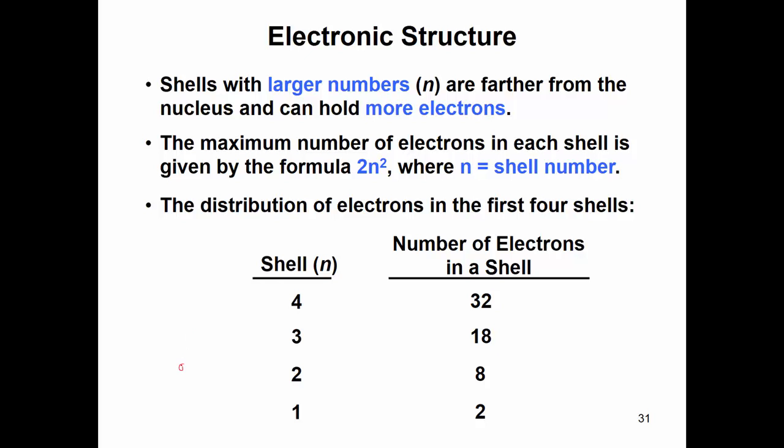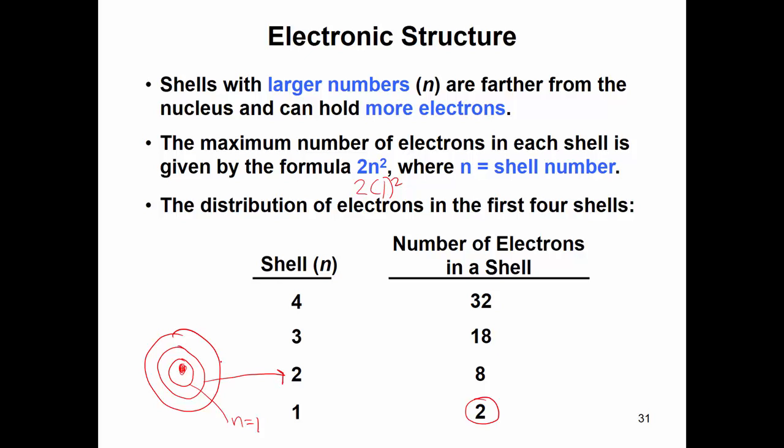So we're going to draw what I drew on the last slide again. We'll keep drawing this. Okay. If your N equals 1 shell here, it can only hold 2 electrons. Okay, so if we put a 1 here, 1 to the second power is 1, so 2 times 1 is 2. Right? The second energy level can hold 8 electrons.